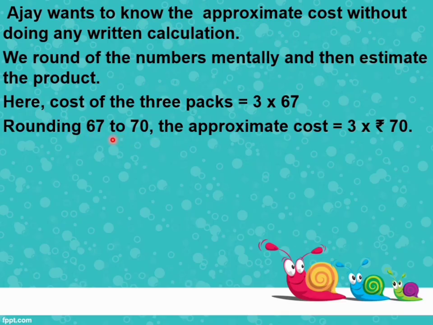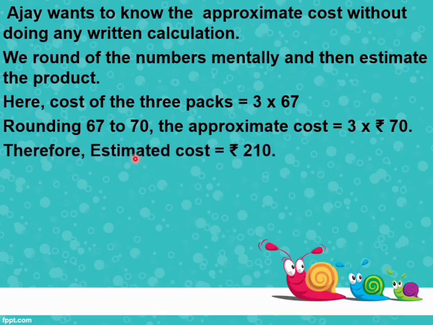See, numbers from 61 to 64 he will round to 60. Now 65 to 69, so 67 is there, so he will take the nearest 10, meaning 70 is the nearest, so he will round the figure 67 into 70. Now he is calculating the approximate cost. There are 3 things, so we will multiply 3 by 70. So how much estimated cost do we get? Therefore, the estimated cost is rupees 210.